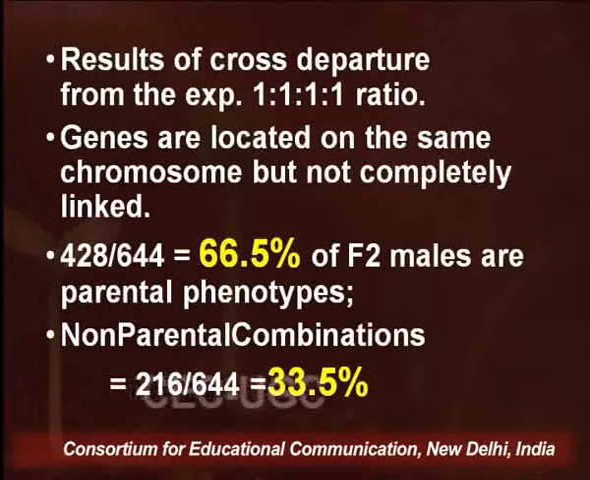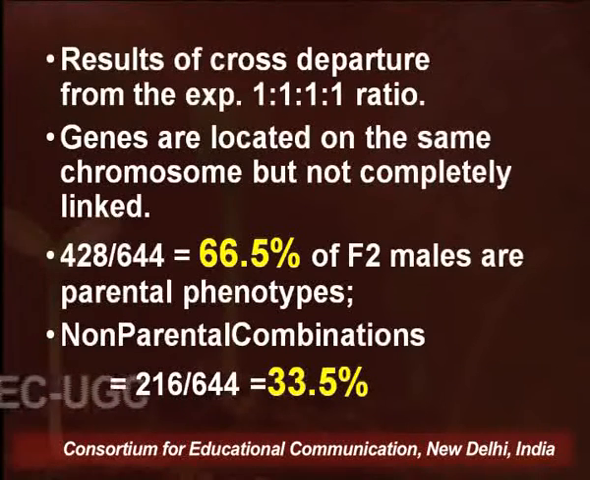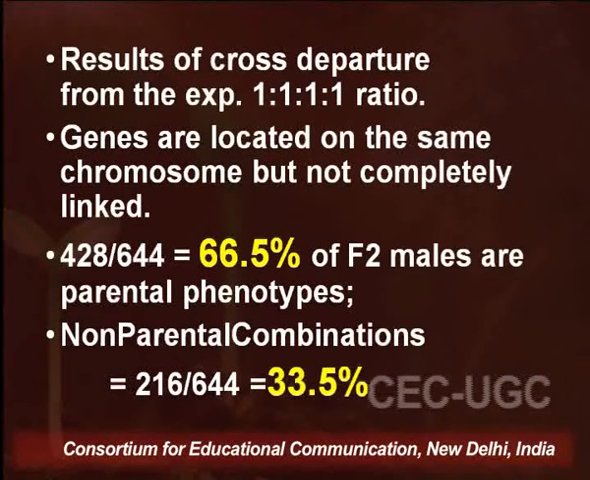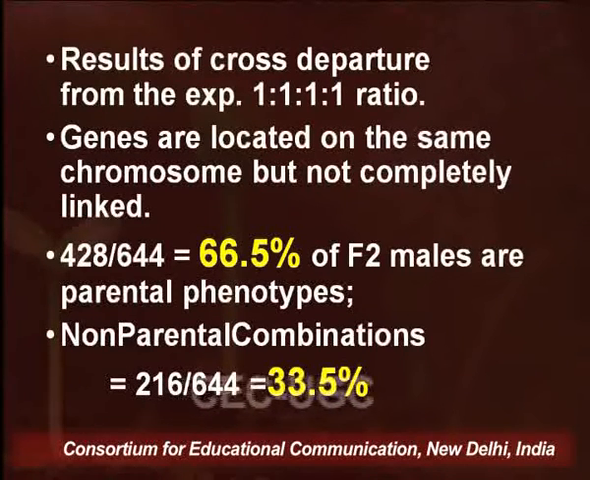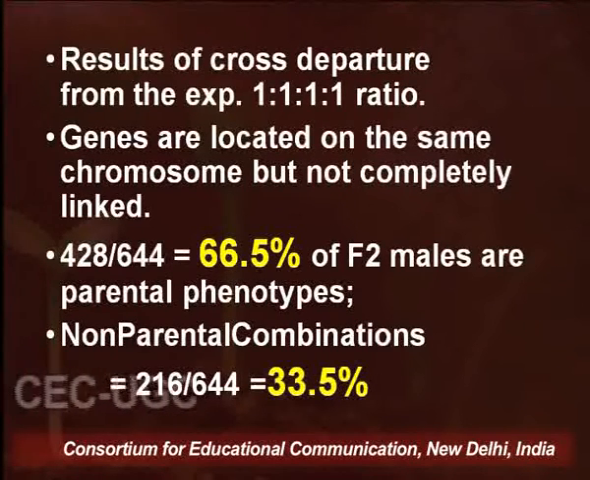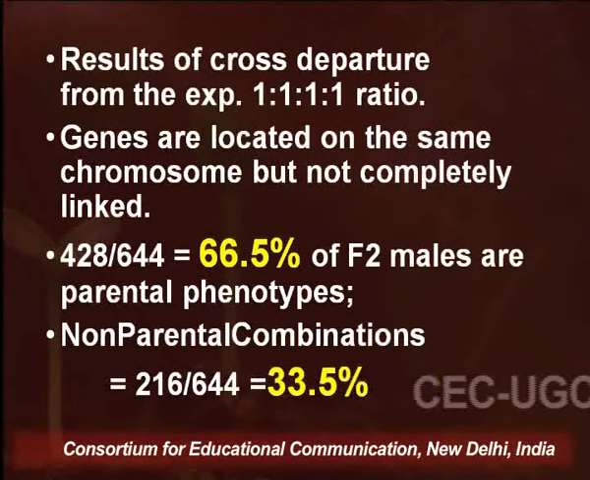Now this result is definitely at variance, a lot of departure from the expected 1:1:1 ratio, which happens to be the test cross ratio. So there is no question of independent assortment here. We find that the genes are no doubt present on the same chromosome, but they are not showing 100% linkage. If there was complete linkage, then there would not have been any question of the origin of the recombinants, and non-parental combinations should have been 0.